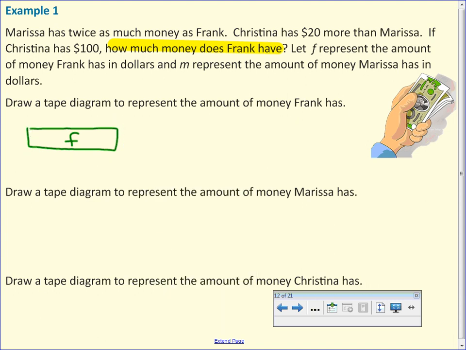Now Marissa, what do we know about what Marissa has? Right, so she has twice as much as Frank. Okay, notice they're the same size. Do the best that you can. So Marissa is equal to 2 of Frank's.